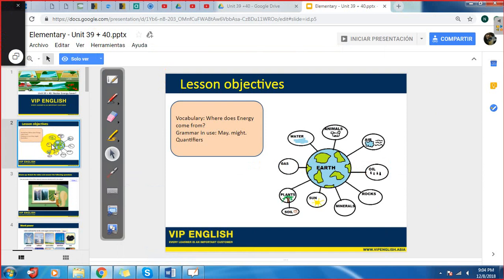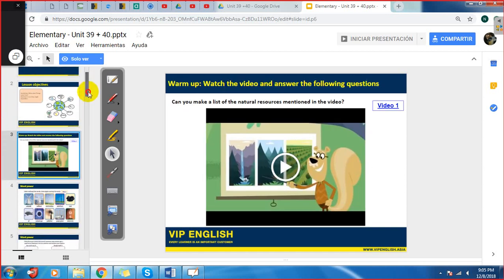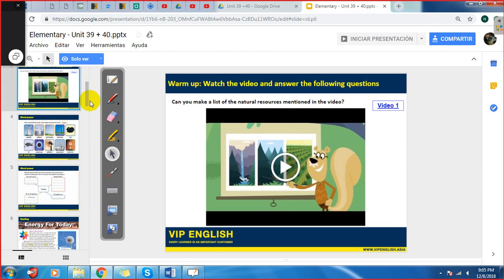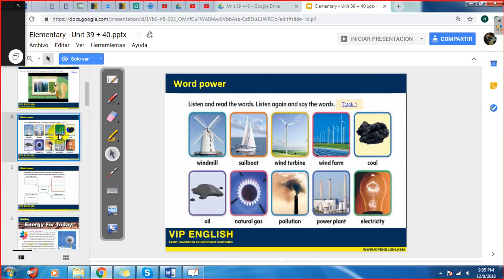So here we go. The lesson objectives were vocabulary, where does energy come from, and grammar: may, might, and quantifiers. Do you remember the video that we watched? Yeah, I remember that, about what natural resources are. Now, do you remember this vocabulary here? Yeah, I remember all of the words. Can you please read them out loud? Sure. Windmill, sailboat, wind turbine, wind farm, coal, oil, natural gas, pollution, power plant, electricity.